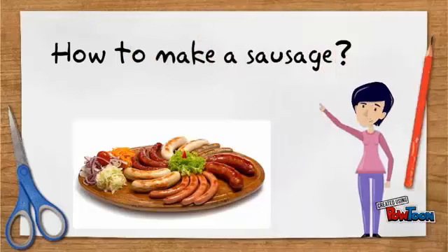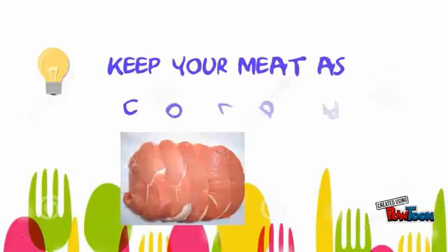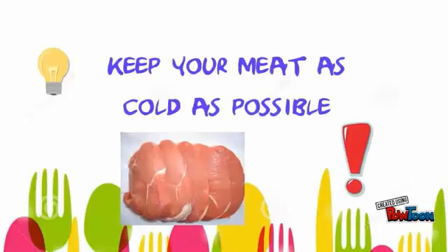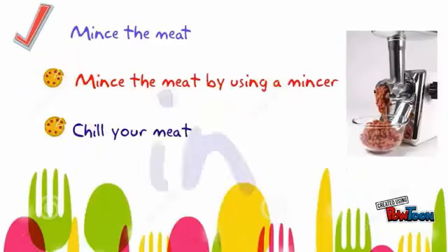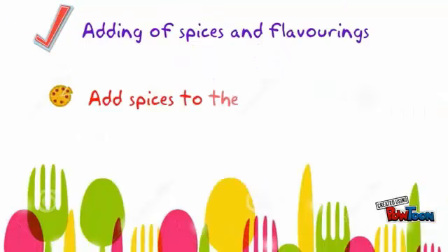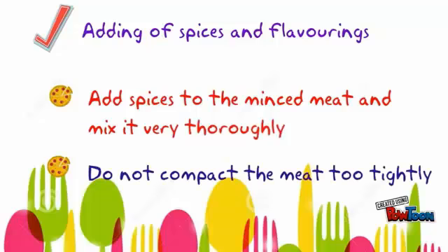So how do we make a sausage? There are 4 steps, and before that, we need to make sure our meat is kept as cold as possible. First, mince the meat and chill it in the fridge. Second, add spices to the minced meat and mix it well. Beware not to compact the meat too tightly.